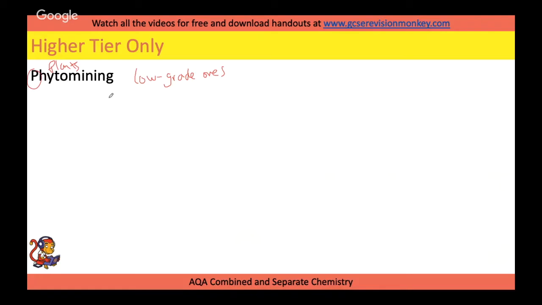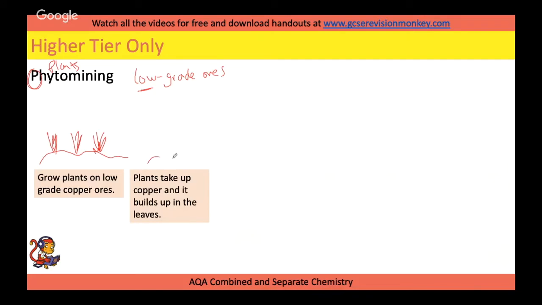So instead, they need to find new technology to try and get the copper out of these low-grade ores. So this one is to do with plants. First of all, you'd have your ore, and you'd grow plants on your low-grade ores. The plants would take up the copper in the leaves, and it will build up in the plant.